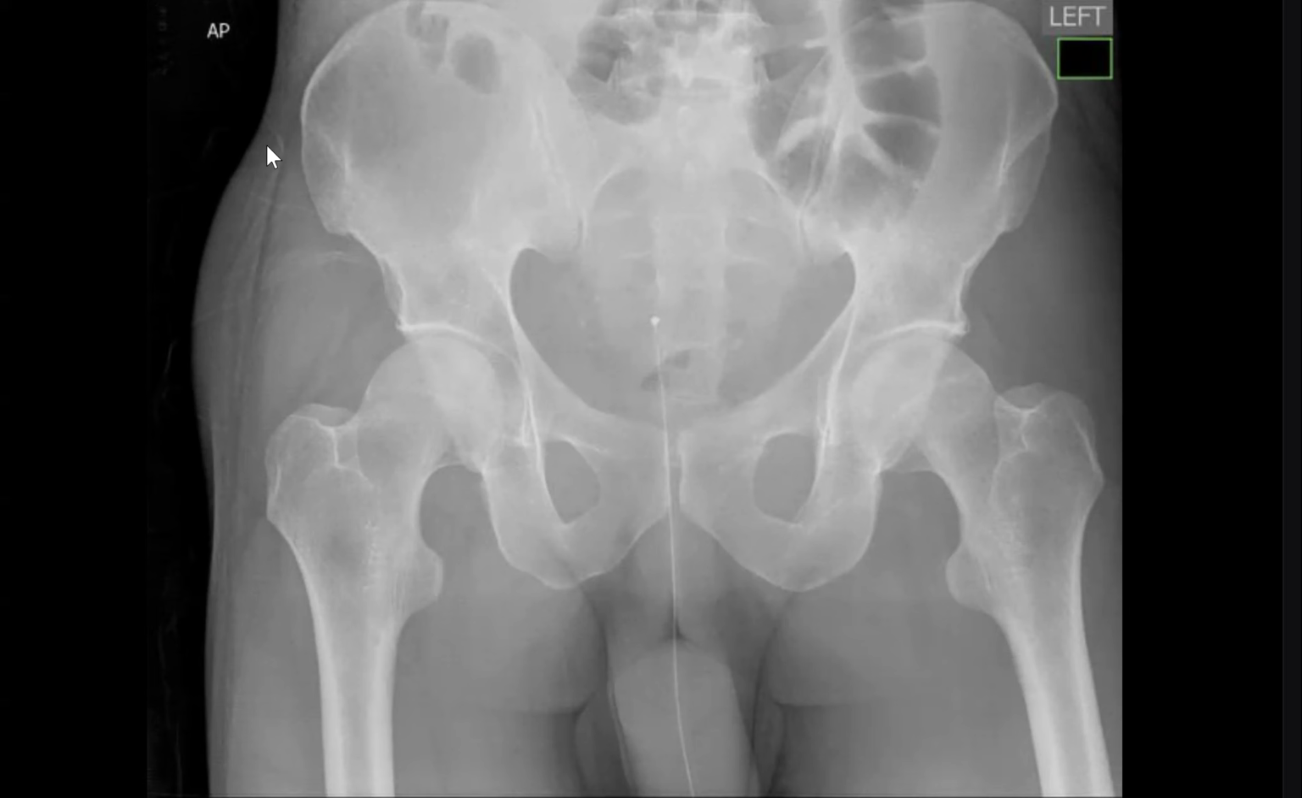Pubic rami. Any ill-definition, indistinct border? Yes, on the left superior pubic ramus there is a very lucent lesion surrounded by ill-definition of the cortex, representing a fracture.